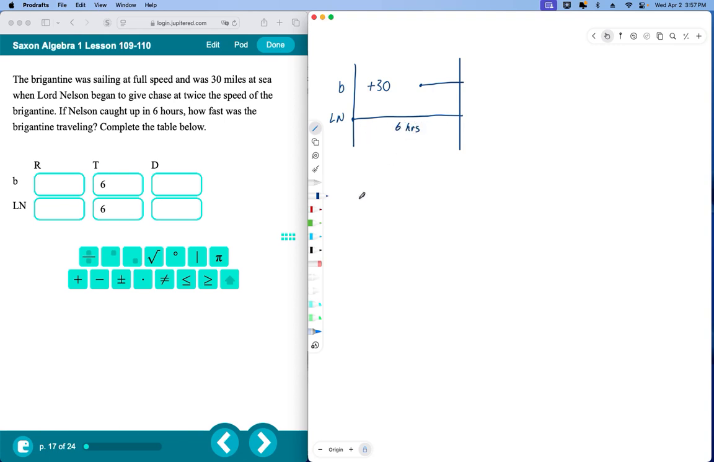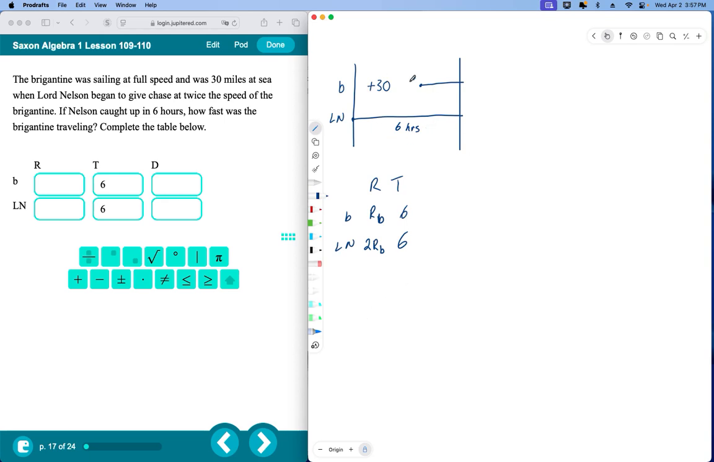And it also tells us we have our rate, our time, we have our brigantine, we have our Lord Nelson. The time is 6. It also tells us that we don't know the speed of the brigantine, so the rate of the brigantine is whatever it is. But we know that he is going at twice the speed of the brigantine. So 2 times the rate of the brigantine is Lord Nelson's speed.